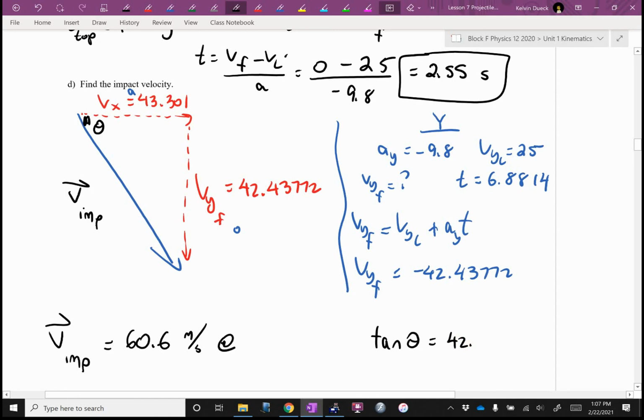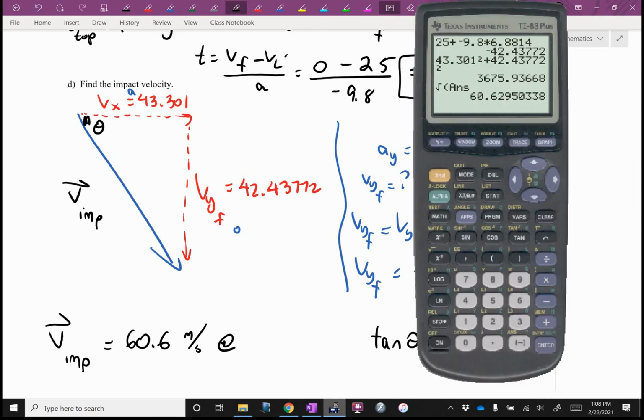By the way, look up for a second, everybody. How big is Vx? 43.301. How big is Vy final? 42.4. Are those pretty close? I'll bet you the angle's almost 45 degrees because this is almost an isosceles triangle. So a bit of a built-in error check. I'll bet you're going to get probably either 44 point something or 46 point something. Just a guess because it's almost isosceles.